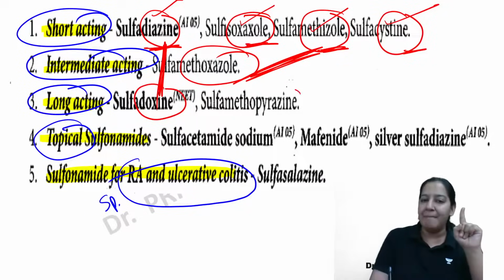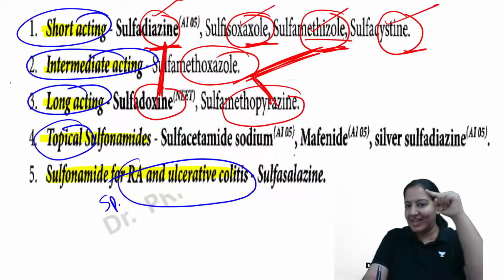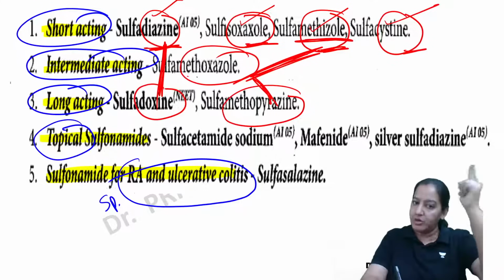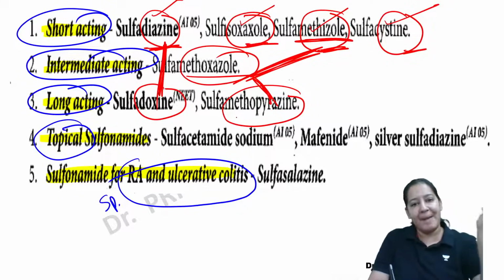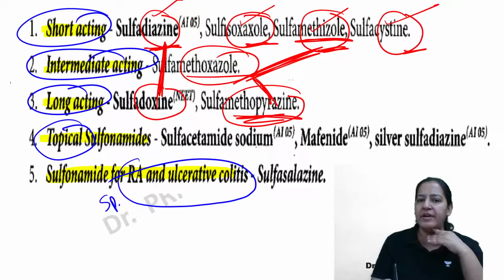And long acting में one more. Methopyrazine. Now don't get confused. The 3M. Methizole is short. Methoxazole is intermediate and methopyrazine is long. Have you got it? The short one, intermediate one, long one.